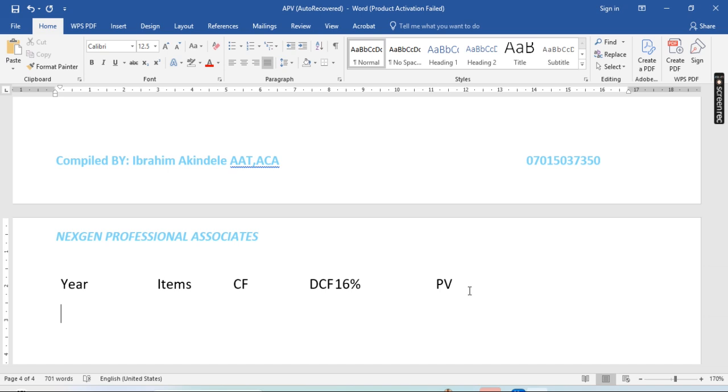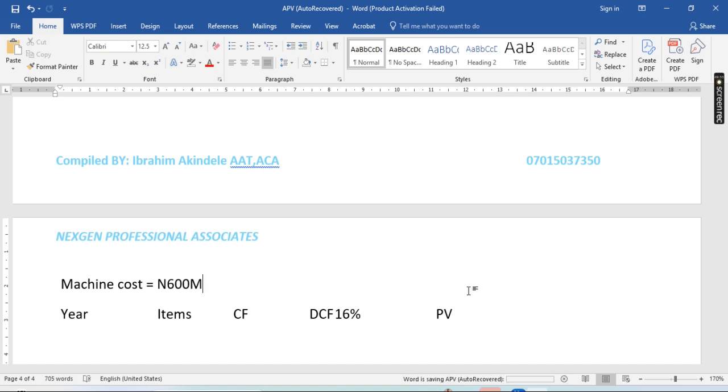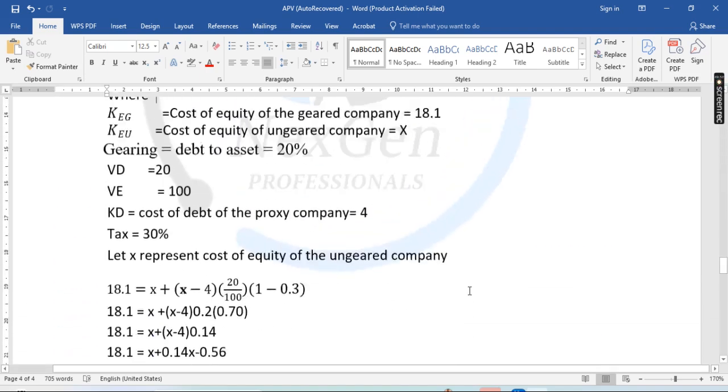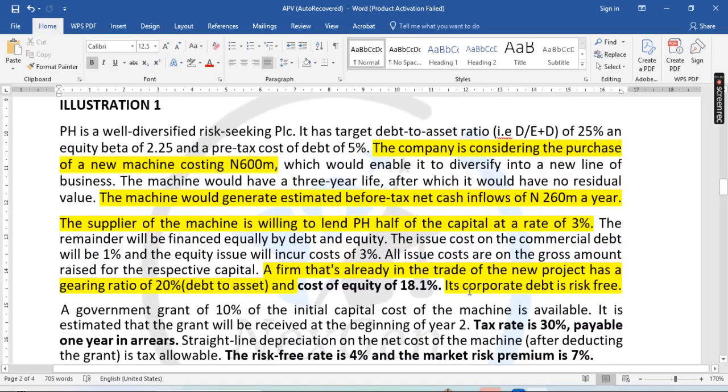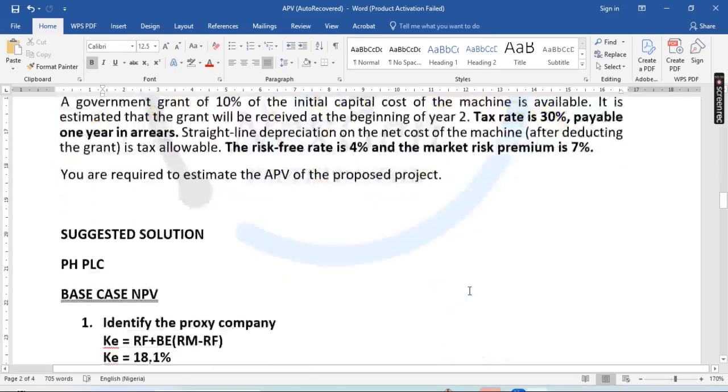We have here 0, right? So the machine, let's bring them out. The machine cost is equal to 600 million. Don't forget in the question, the machine cost is 600 what? 600 million. You can see it. So year zero.